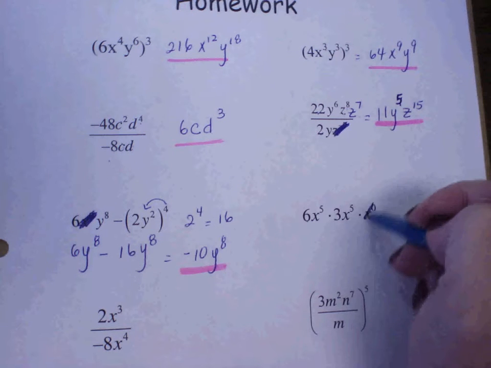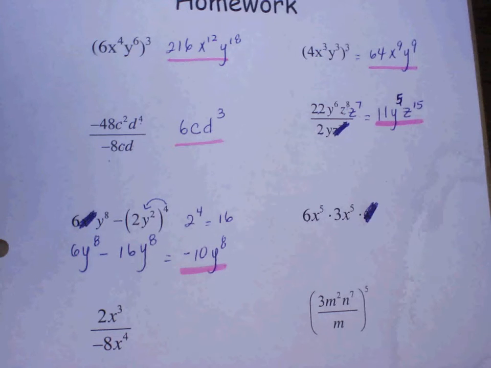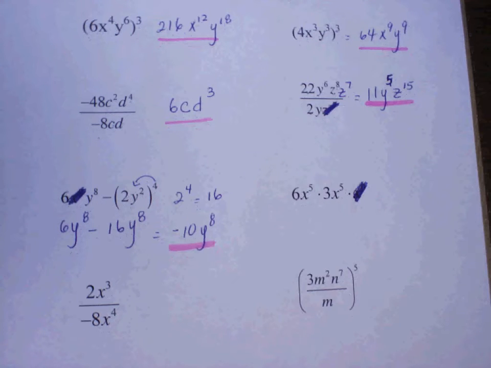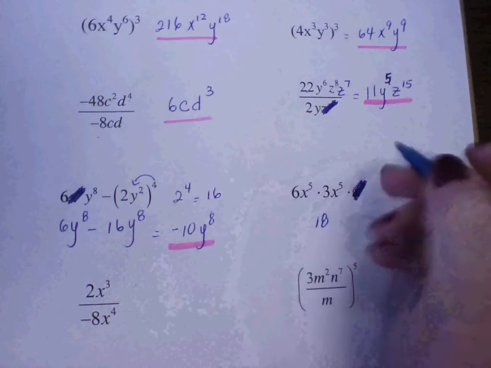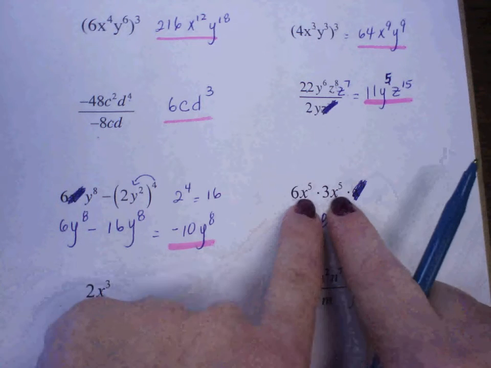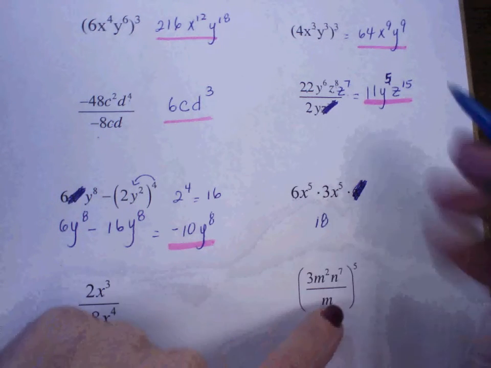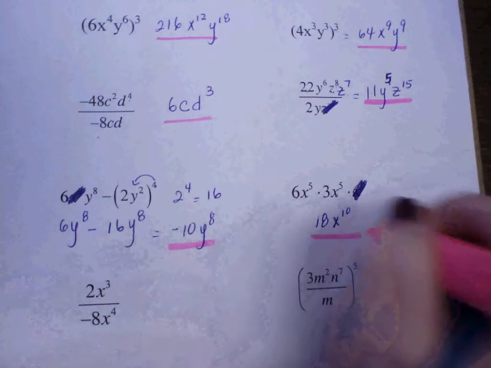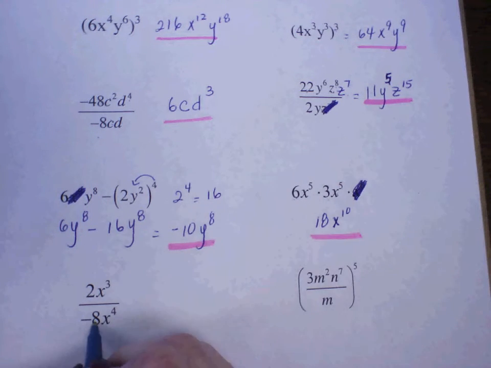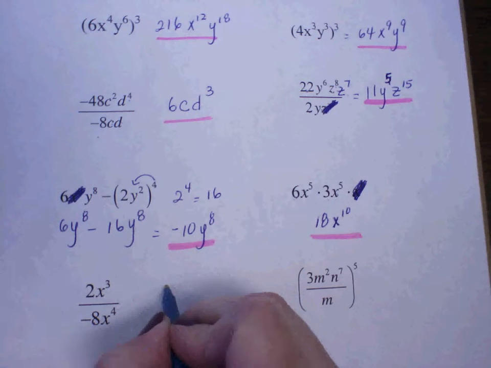So 6 times, ooh, this is 1, right? Trash it. I love those zeros. So 6 times 3? 18. And then the multiplication rule says you got to add them. So x to the 10th. Yay? All right. 2 and negative 8?